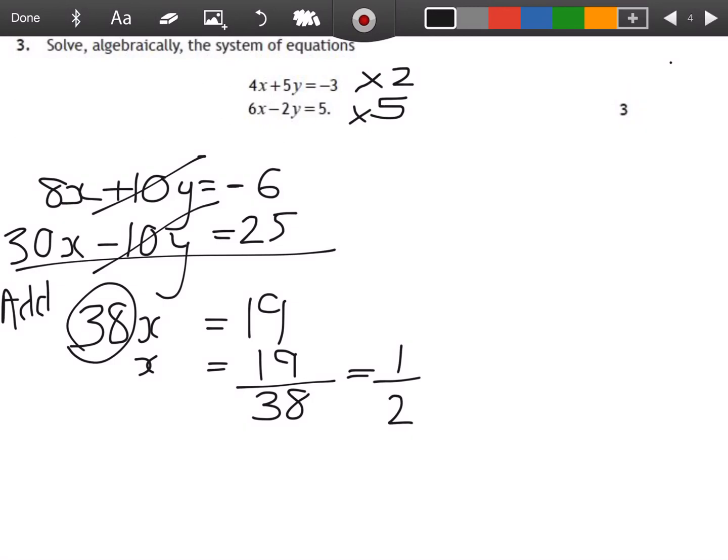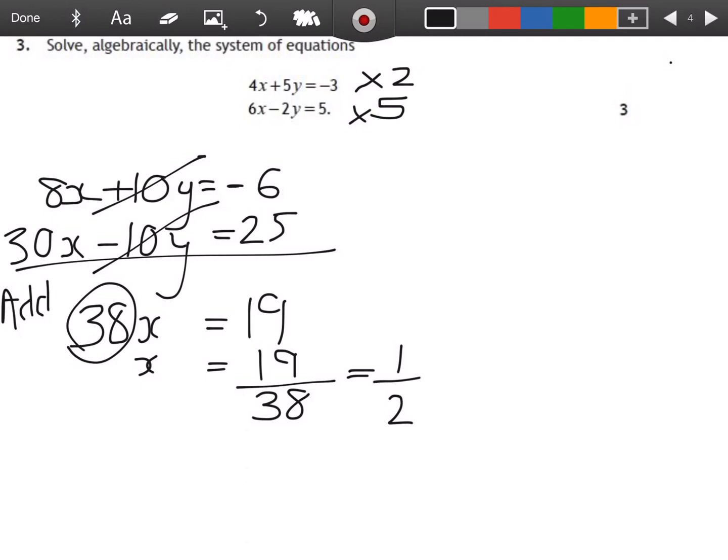Okay? In a non-calculator paper, the questions will always work, okay? Sometimes, obviously, in this case, we've got a decimal. Most times, they're whole numbers. If I had something like 38x equals 17 there, 17 and 38, clearly there's no connection. We would need to go back to the beginning. There's obviously a mistake. So this looks like it's working.